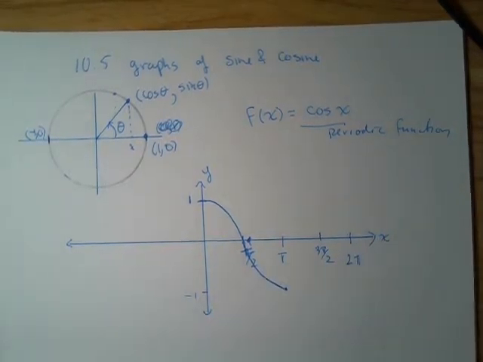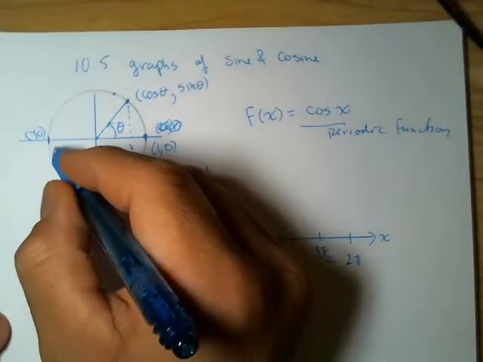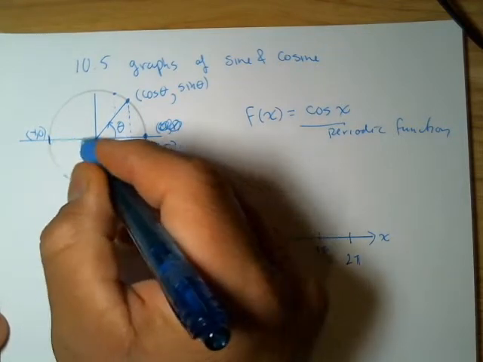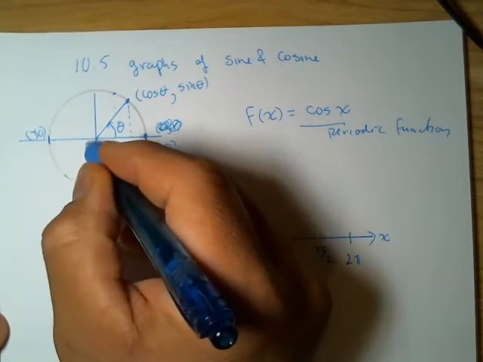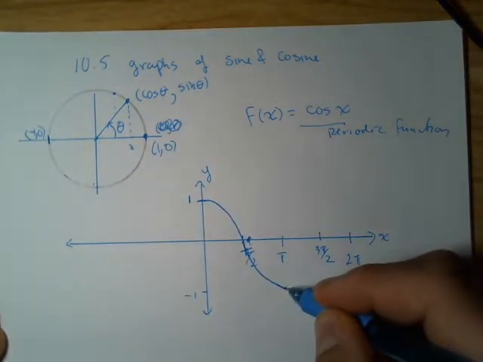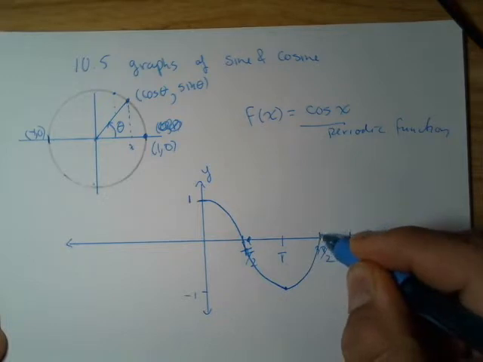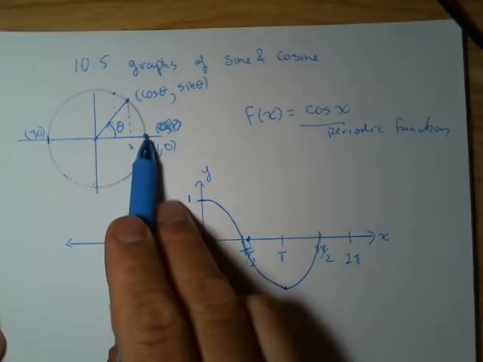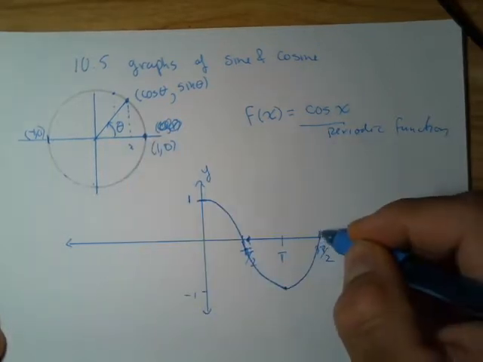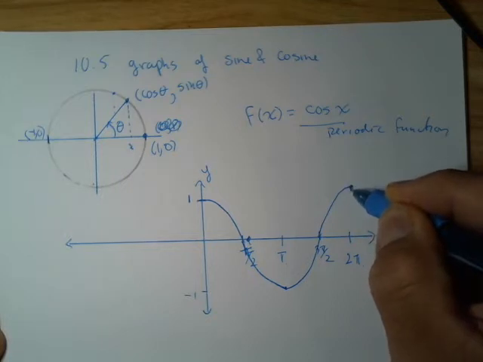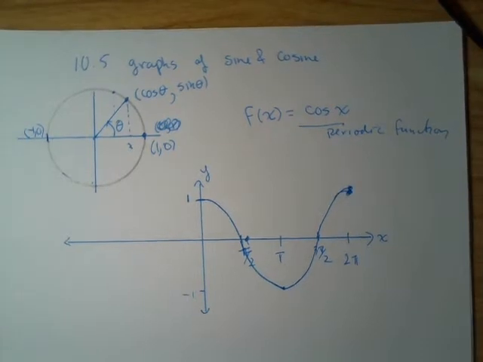And then after that, the values are still negative as theta increases from pi to 3 pi over 2, but again, they become less negative. In fact, by the time we reach 3 pi over 2, those values become 0. And then from 3 pi over 2 to 2 pi, it achieves the largest value that it can, which is 1, at 2 pi.